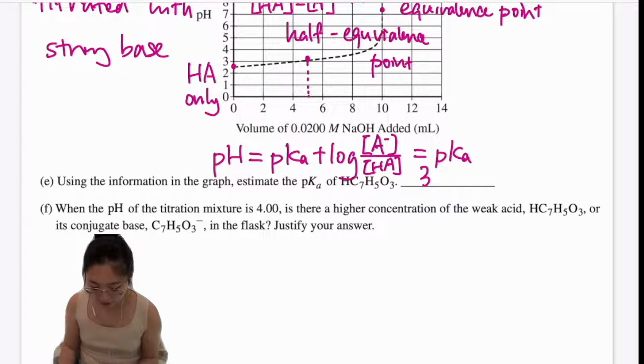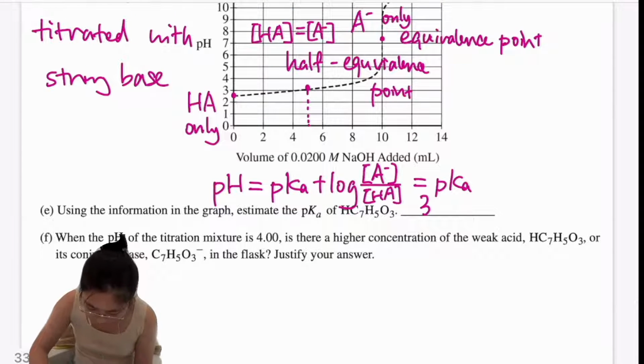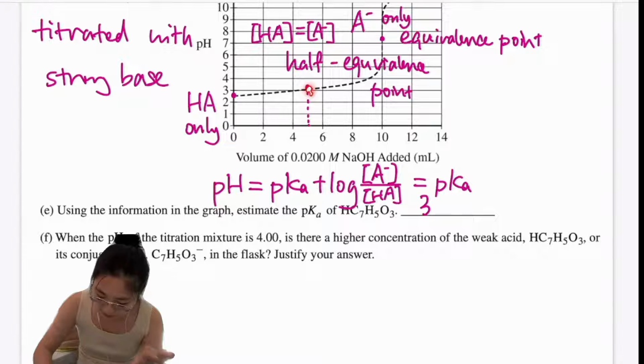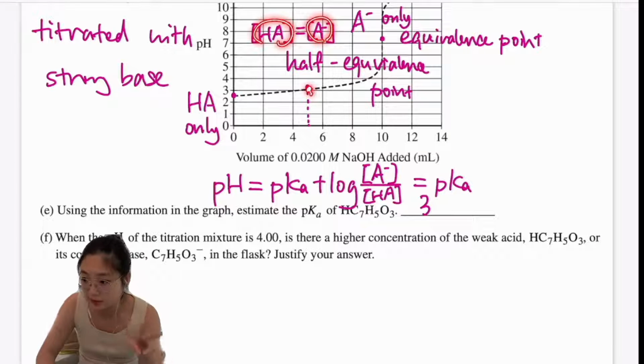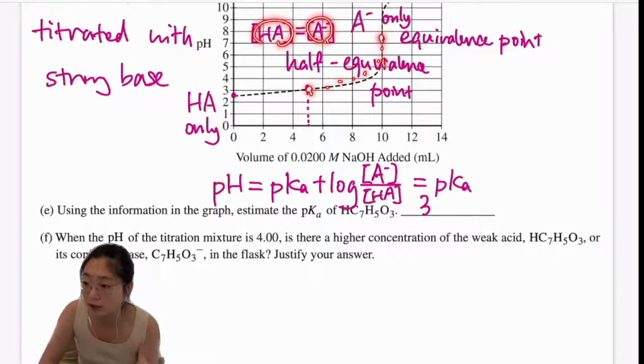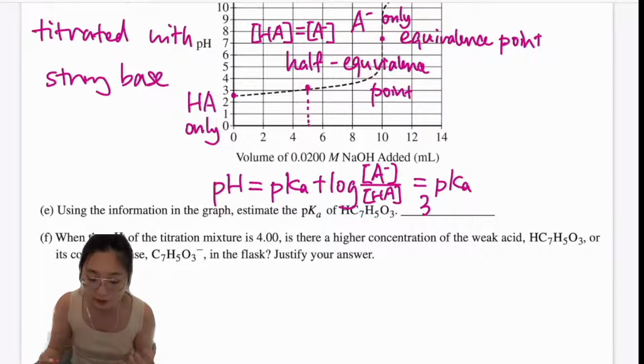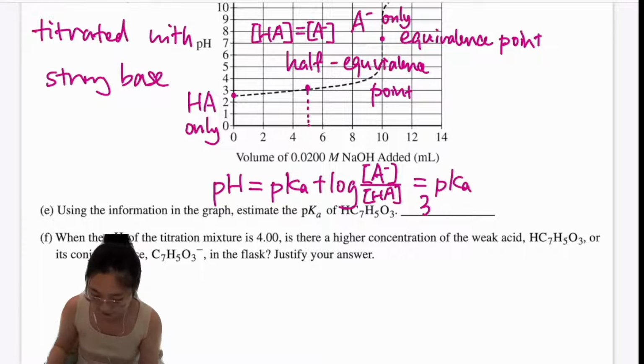Next question. When the pH of the titration mixture is 4, is there a higher concentration of the weak acid or its conjugate base? Also, this is what I mentioned yesterday. A pH of 4 is somewhere between the half equivalence point and the equivalence point. Remember that at the half equivalence point, half of the solution is acid and the other half is conjugate base. They have the same number of moles or the same concentration. At the equivalence point, we have the conjugate base only. So in between these two points, there is more conjugate base than acid. So of course, we have more of the conjugate base than the weak acid.